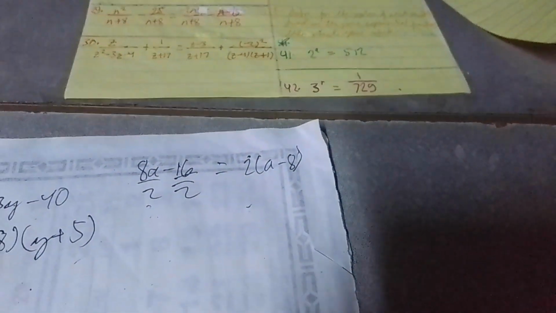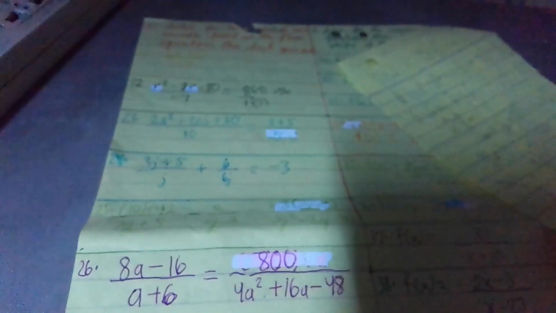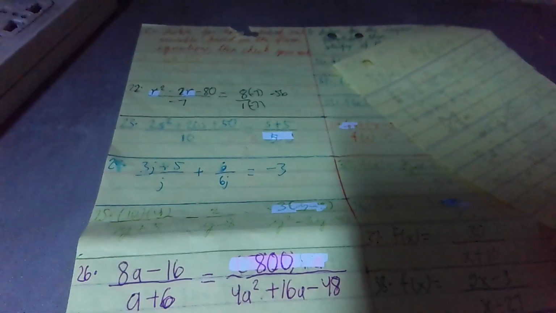Right? No, 8 pala. We can still factor this out by 8. So therefore, this one becomes a minus 2. And if we were to do this, 8 and a minus 2. Diba? That's the first one, which is the 8a minus 16.